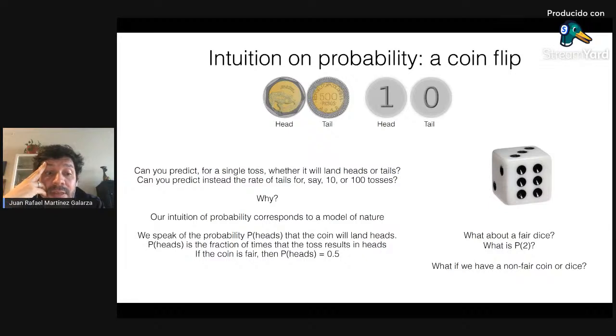So for example, we speak of the probability that the coin will land heads, and we call that P, the probability of heads. That's the fraction of times that the toss results in heads. If the coin is fair, then you expect that to be about 50%. That's not always the case, of course. This parameter, the probability with which the coin will land heads, is actually a parameter of your statistical model, because you can happen to have a coin that is not absolutely fair, in which case this probability can be slightly different, but you can also quantify that. Same thing goes for dice. You know that there is a certain probability of it landing on two, and then you can always estimate that based on your experience. And our experience in this case says that about 1/6 of the time, if the dice is fair, you'll get a particular number on the dice.